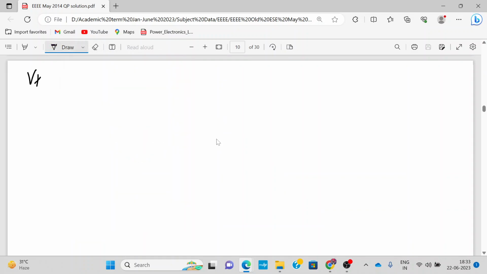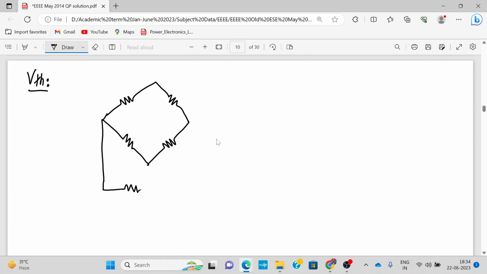Now we have to calculate VTH. For VTH again remove the load and draw the circuit diagram. So we might have to, in DC networks, drawing the circuit diagram again and again takes some time. So that's why the other numericals you can be fast. Formula based numericals. This is entirely concept based, so it will take some time. This is how much? 1 ohm. Okay, so we have to find VTH, meaning VAB.